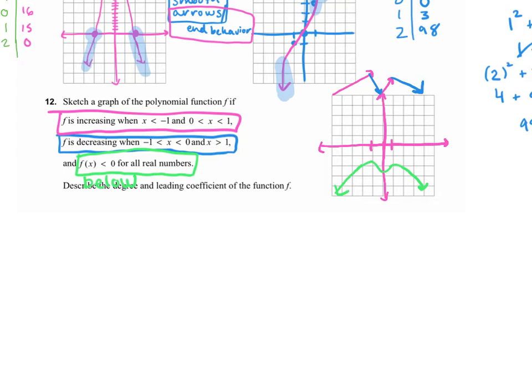So remember here, our arrows are what's important. And then it has to be smooth. For this one, it has to be a smooth, continuous graph. We will never have our polynomial function look like this. It's always going to be smooth. That's just the definition of a polynomial function, a smooth, continuous graph.